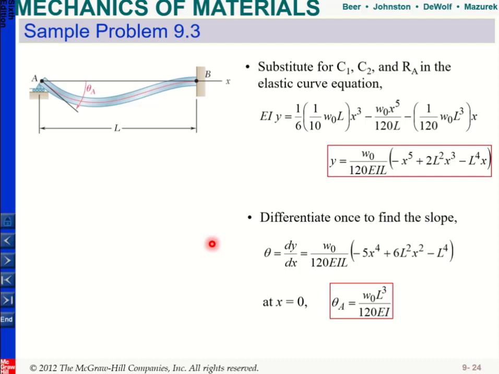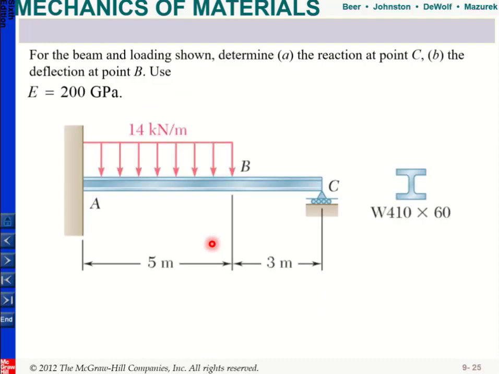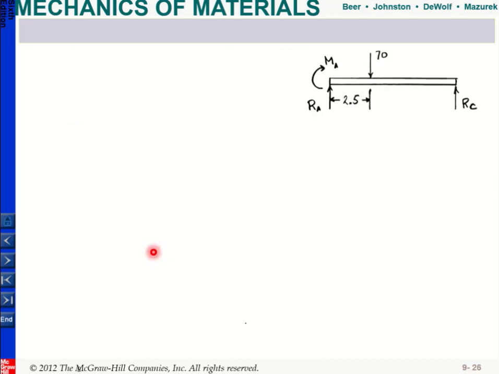But you might get some other questions where your moment will not be the same everywhere, okay? So if you look at this question, we have this beam, A to C, and we have a distributed load applied from A to B, a constant distributed load, and we want to determine the reaction at point C and the deflection at point B. So if you look at this question, this is very similar, but when you draw your free body diagram, what you will realize is, it will look something like this.